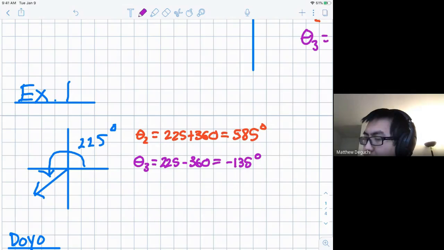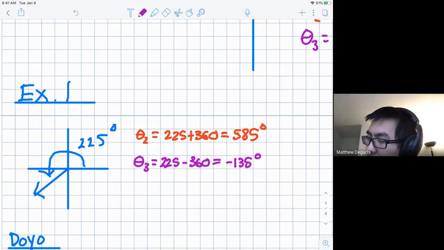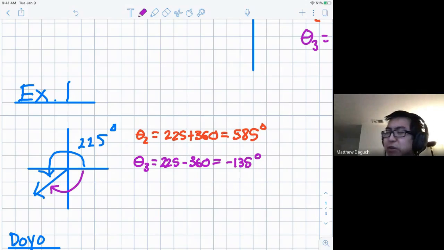So then, if you were to just look at this at face value, negative 135 degrees, remember you always start here, you guys. That's the initial side. Negative 135. It would be like that. And that makes sense to me.